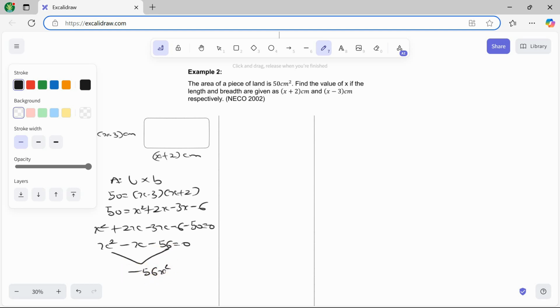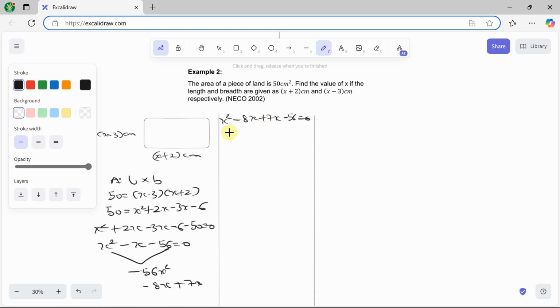So let's take this. This will be minus 56 x squared. What are two values that if I multiplied will give me minus 56 x squared, and if I added will give me minus x? What are the two values? So you could say minus 8x and plus 7x. We've done all of this before. So this is x squared, and I'll replace this minus x with minus 8x plus 7x, which is the same thing. So that will be x squared minus 8x plus 7x minus 56 is equal to 0. I'll collect like terms in the first two, and collect like terms in the second two.